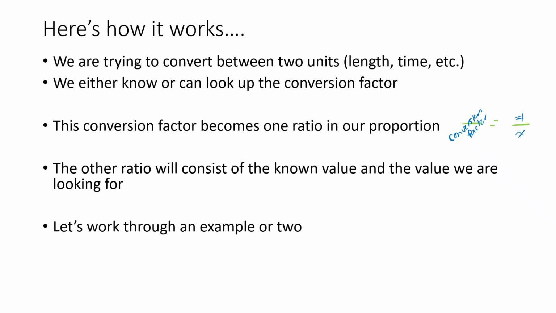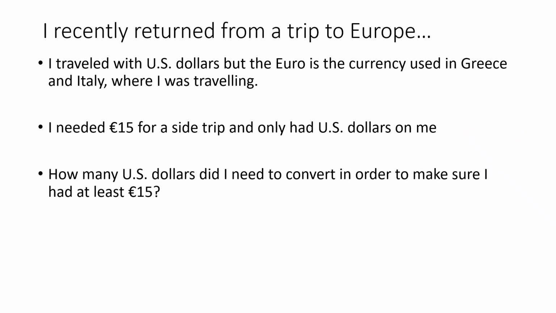Okay, so we're going to work through an example or two. I recently returned from a trip to Europe, literally within the last week. Now, I traveled with US dollars because that's the money that I have, but the euro is the currency used in Greece and Italy, which is where I was traveling. At one point during this trip, we voted as a group to do a side trip to a Greek village and an Italian village. To do that, it was going to cost us 15 euros. And the tour group leader does not want to be paid in dollars, needs the money in euros. So it was 15 euros for the side trip.